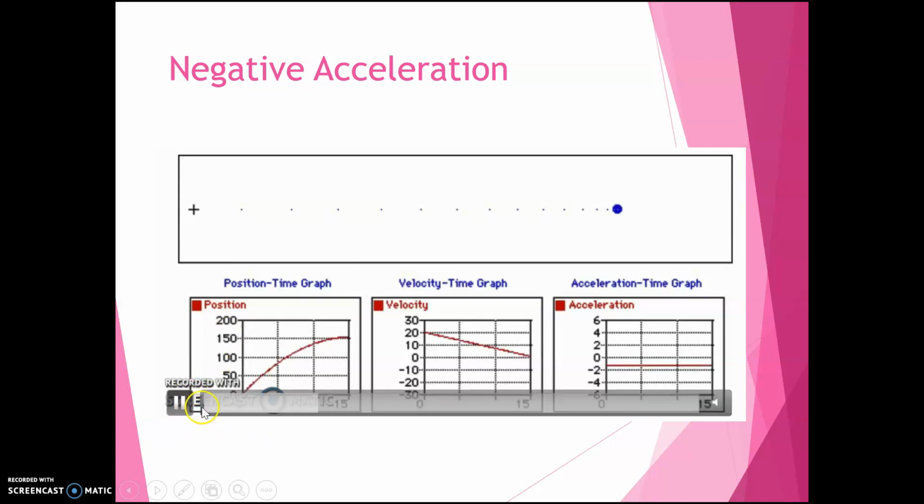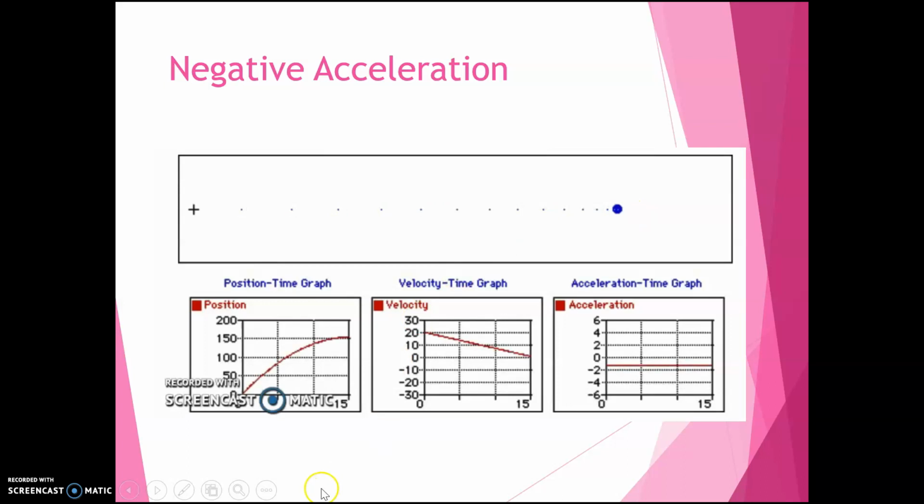All right, so in this simulation, we have an object that at first is moving with a constant motion. It's making the same distance every second, but then as you can see, it slows down and then it stops. So on each of these graphs, our position versus time graph, you can see that there is a curved line because our speed is changing. The object is slowing down.